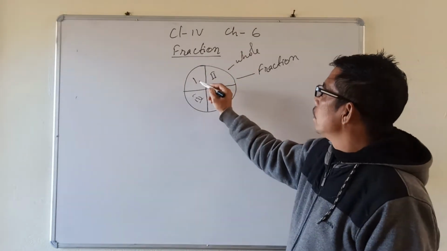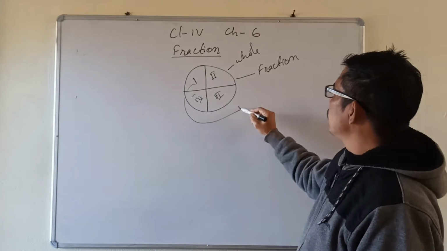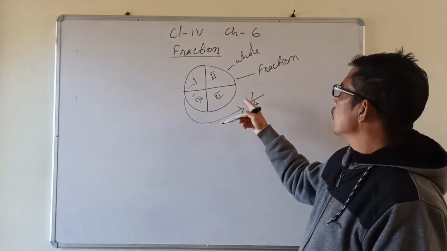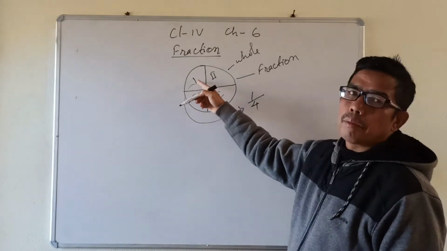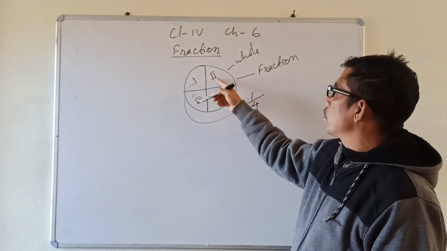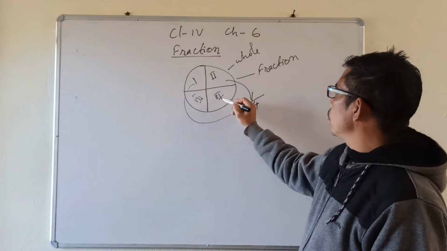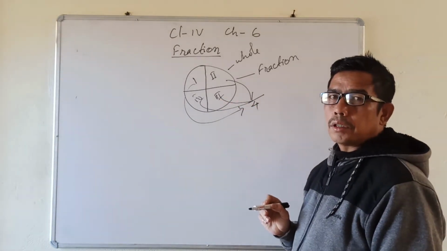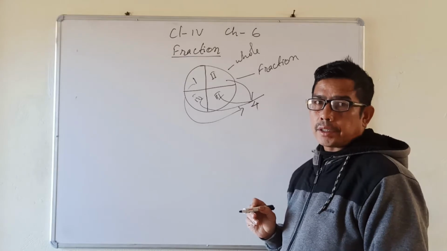This fraction is represented by 1 by 4. Means out of the 4 parts it represents 1. This also is 1 by 4. This also is 1 by 4. This also is 1 by 4. So this is the meaning of fraction.